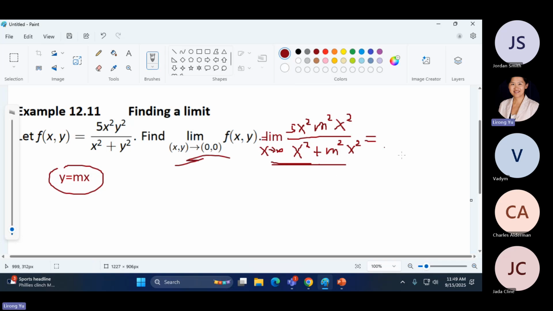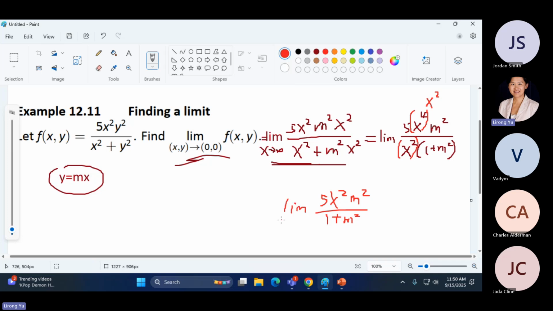Right, so this will equal the limit of, you can see the numerator is going to be 5x to the power 4, and then m squared. Denominator is going to be x squared factored out, and then 1 plus m squared. And then the common factor will be x squared. This cancels x squared, and you're left with x squared after the x squared canceled. So numerator will be 5x squared m squared over 1 plus m squared. And then we have to let x approaching 0.